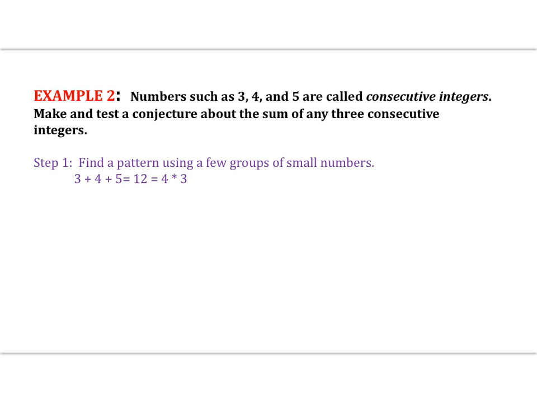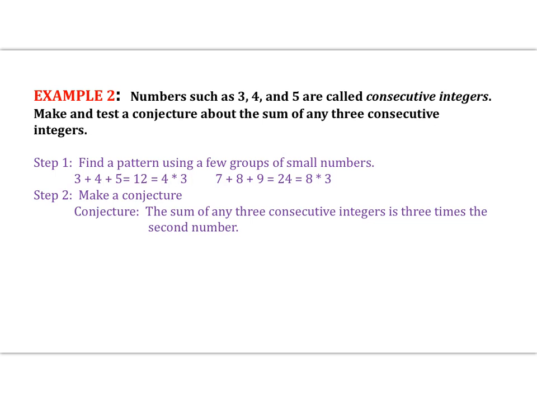Let's consider a different grouping. How about the values 7, 8, and 9? So if we add 7, 8, and 9, we get a sum of 24, which is equal to 8 times 3. All right, so our next step will be, let's make a conjecture based on just these two groupings.